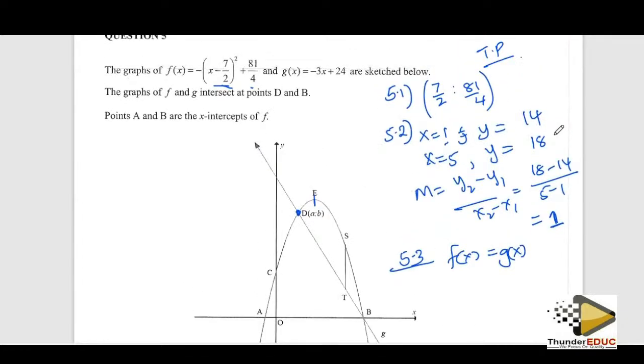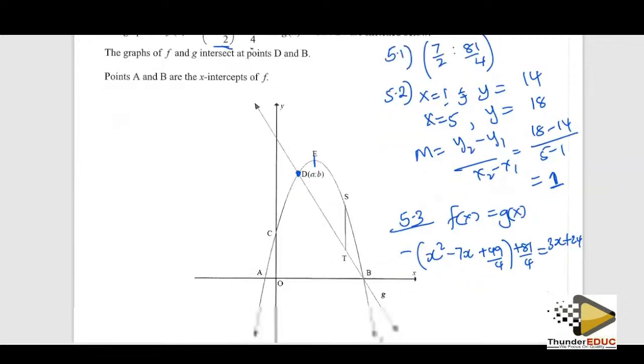Let me just do this. I'll have negative, and let me open this up. That's gonna give me x squared. Okay. And I open that up. It's gonna give me minus 7x. 7 over that is gonna be 49 over 4. Plus 81 over 4 should be equal to 3x plus a 24.